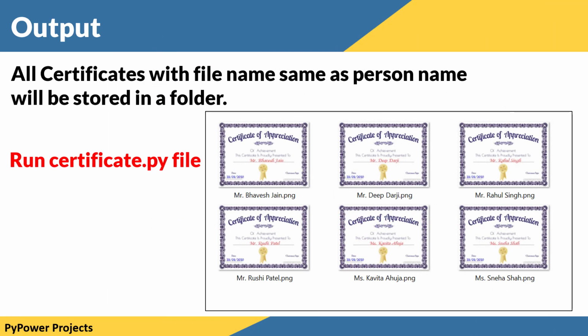So this is the output. A file will store the certificate like this: Mr. Bhavesh Jain.png, deepdarji.png. Accordingly, the name of the file will be the same as the person's name, in your chosen format. So after running the certificate.py file, you will get this output in your folder. An output folder will be created, and all the certificates will be stored in it.